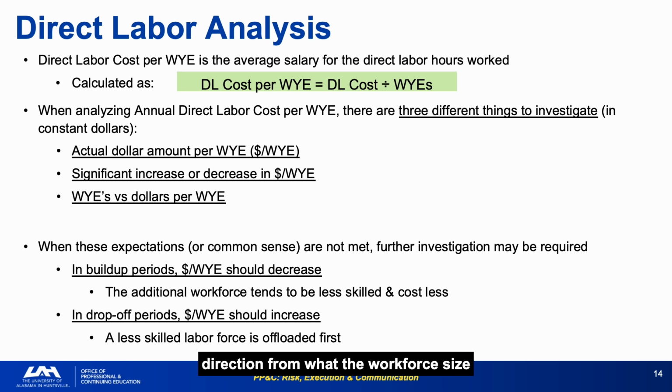When $/WY moves in the opposite direction from what the workforce size would predict, that is a signal worth investigating. It usually means the skill mix has shifted in a way that was not planned. Build a $/WY trend chart for every cost-plus contract you manage. It is one of the most sensitive early warning tools available for detecting workforce cost pressures.